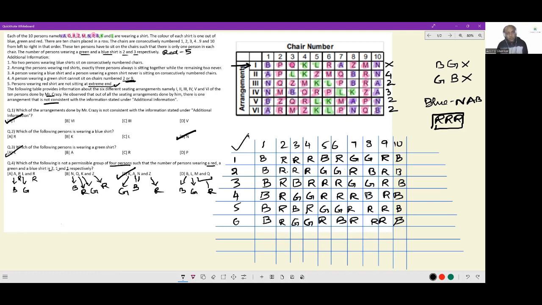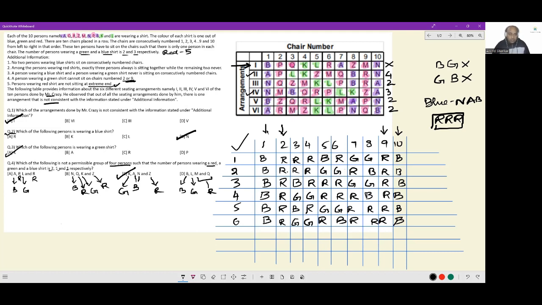Another potential way in which you could have solved was, see, knowing this, the blues and the reds, column 1, column 2, column 9, and column 10. These we were certain of. And the first question tells me which arrangement done by Mr. Crazy is not consistent with the information under additional information. Within these options, they did not give us arrangement 2 and they did not give us arrangement 4, which is to say these two are definitely consistent. If these two are definitely consistent, this will enable you to reach the answer for question number 2.